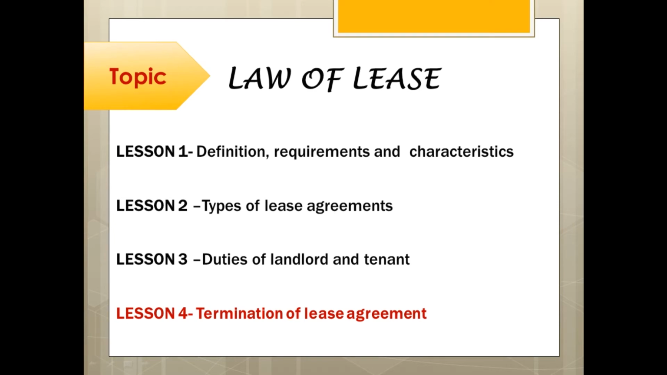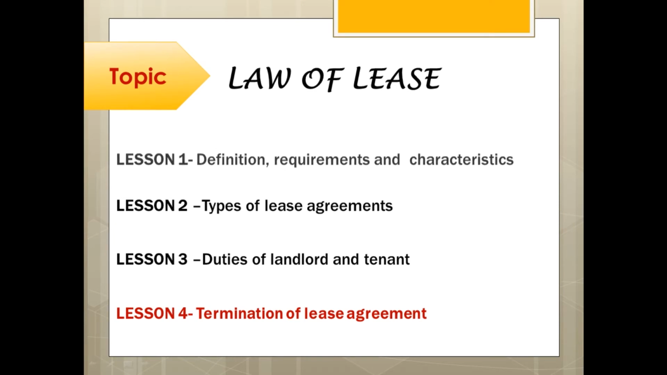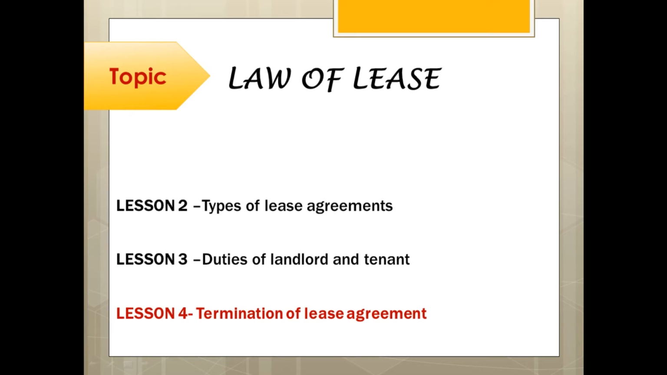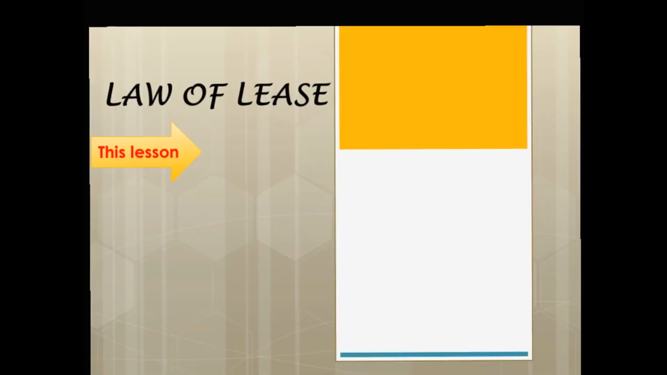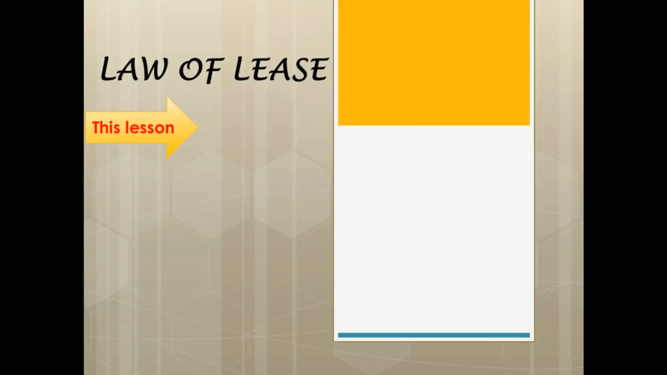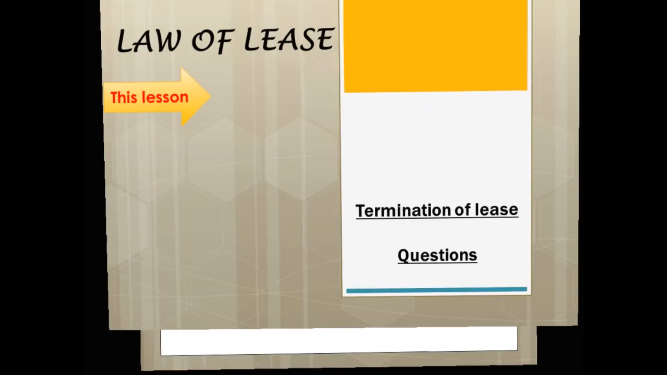We have already looked at the definition, requirements and the characteristics, types of lease agreements, the duties of the landlord and those of the tenant. Today we are moving on to our last lesson, termination of lease agreement. In this lesson, we are going to discuss how a lease agreement is terminated. And at the end of the lesson, I'll give you popular exam questions relating to this lesson.